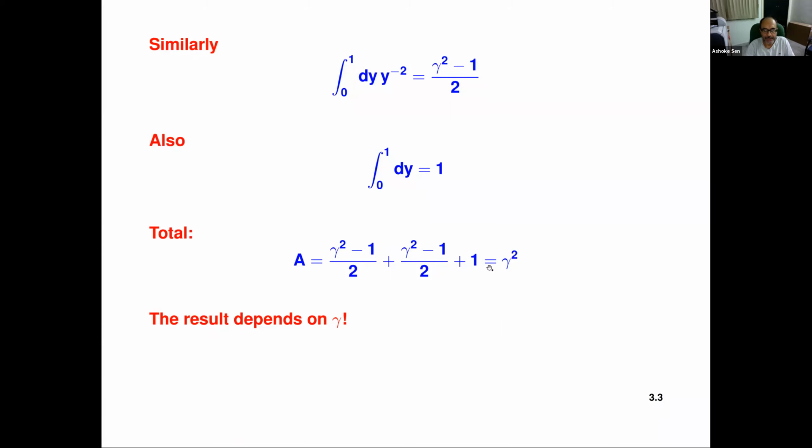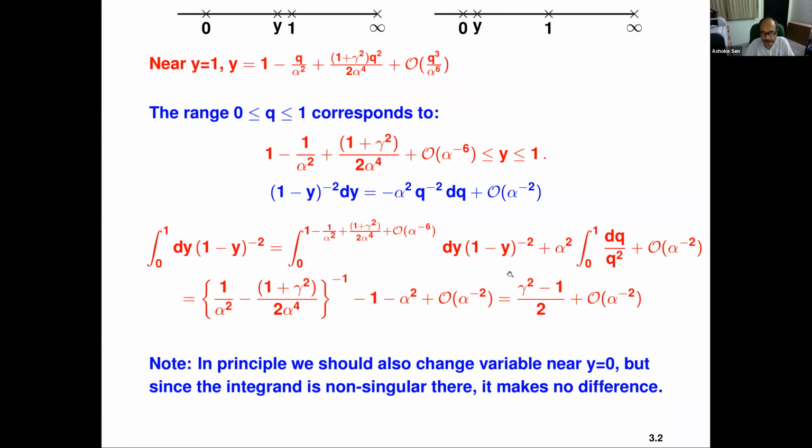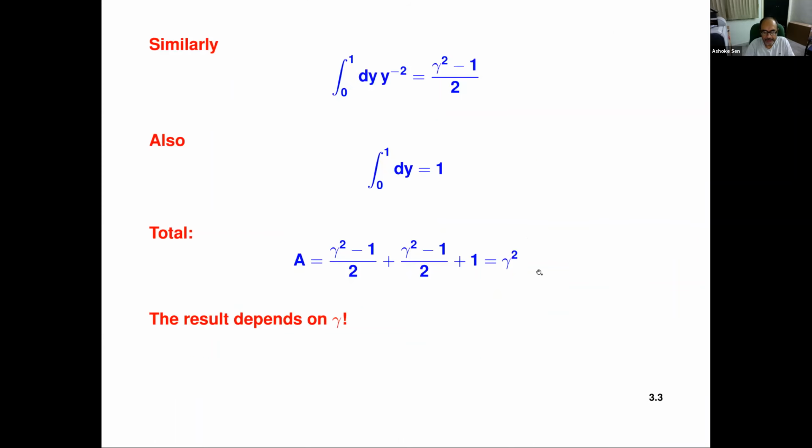So now we can add up the results. Gamma square minus 1 by 2 from the previous one, then gamma square minus 1 by 2 from here, and 1. And you see that the result is given by gamma square. This looks like bad news because the result depends on gamma, whereas we have been arguing that the physical amplitudes should be independent of alpha and gamma. So we'll see how to resolve this. But are there any questions up to this point? Is it clear how this comes about?